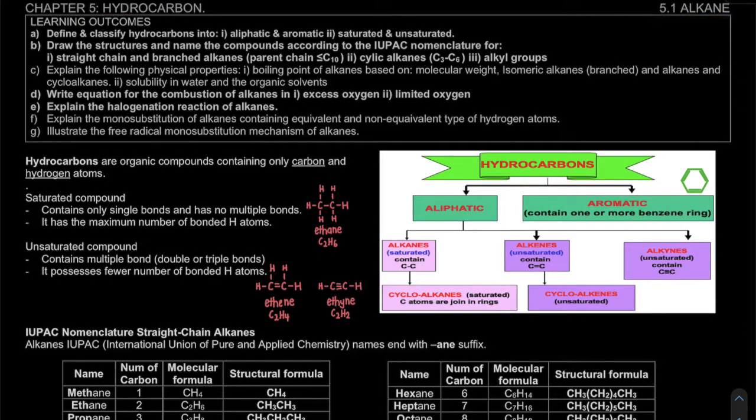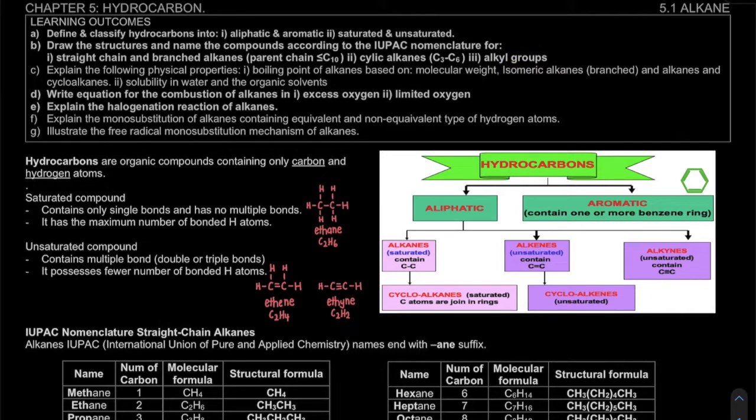In this video we will learn to define and classify hydrocarbon into aliphatic and aromatic, and saturated and unsaturated compounds. We will draw the structure and name the compound according to the IUPAC nomenclature for straight chain and branched alkanes, cyclic alkanes, as well as alkyl groups.